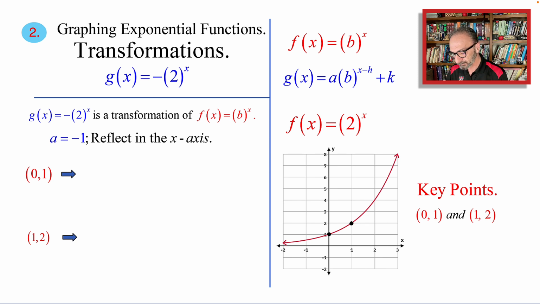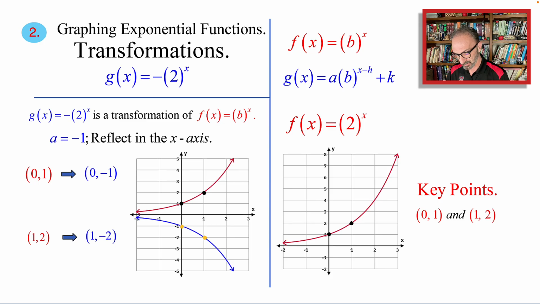So this one right here, when you reflect in the x-axis, instead of being 1, will be negative 1, and instead of 2, will be negative 2. The graph will look like this. (0, negative 1) right here, and (1, negative 2) is down right here. That's a reflection in the x-axis. That should do it for number 2.